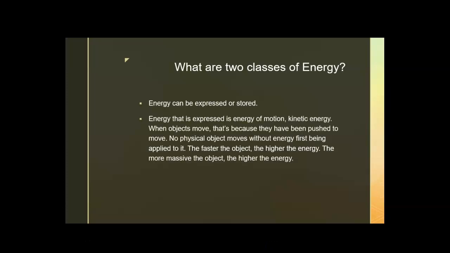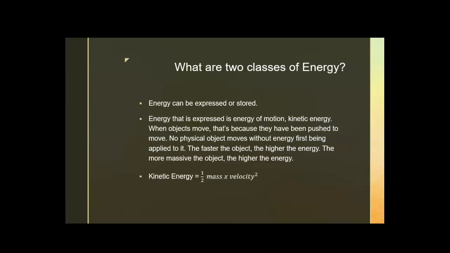Energy that is expressed is energy of motion. That's called kinetic energy. When objects move, that's because they've been pushed to move. No physical object moves without energy first being applied to it. The faster the object is, the higher is its energy. The more massive the object is, well, that makes sense. It takes more energy to move a massive object than a light object.